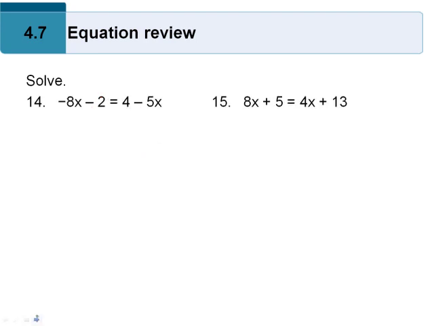Okay, so here's a couple more. So we have 14 and 15.